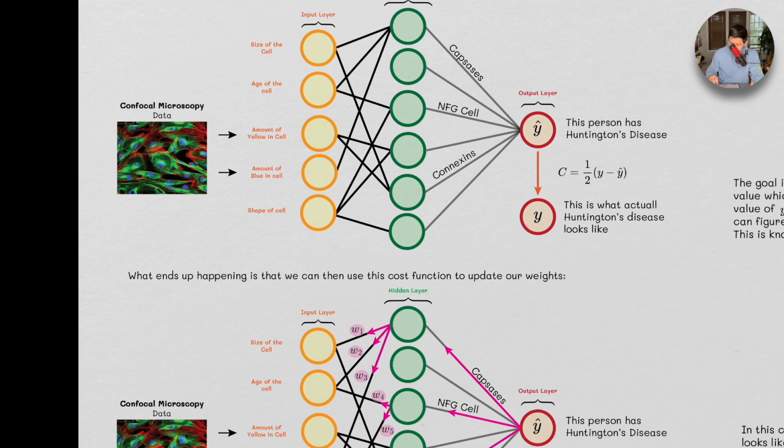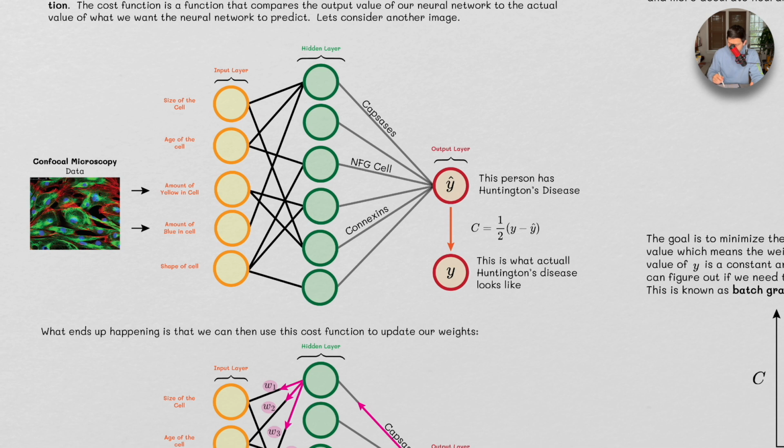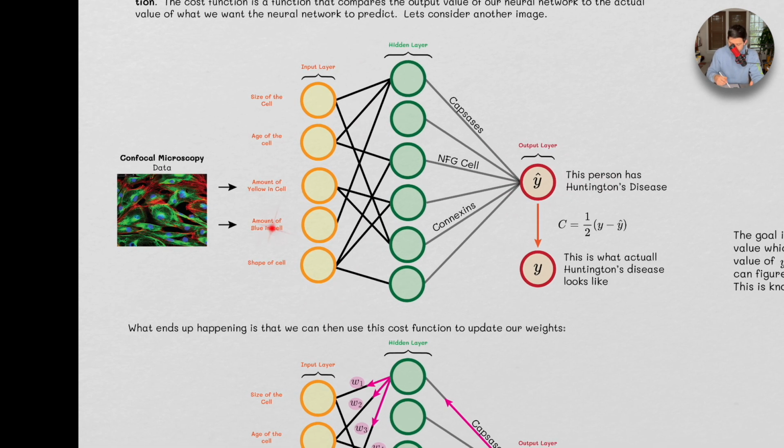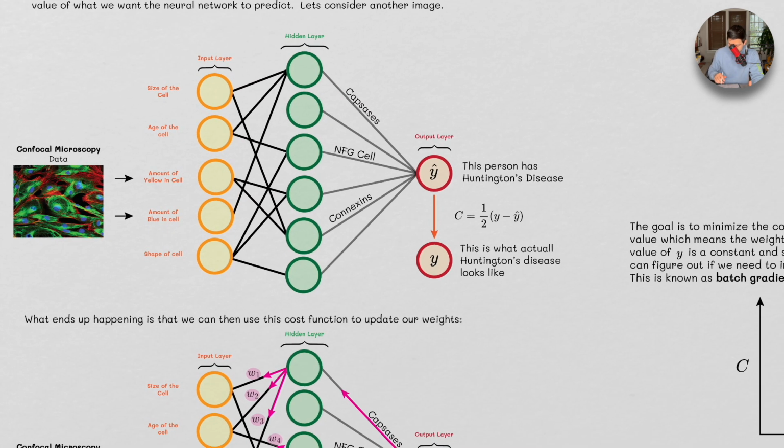So all these hidden layers are going to feed into an output layer that's going to give us some predictions. It's going to be like, well, given all of this data that I fed into my nodes, this neural network thinks that this person has Huntington's disease. That's what the output of this is going to be, Huntington's disease.